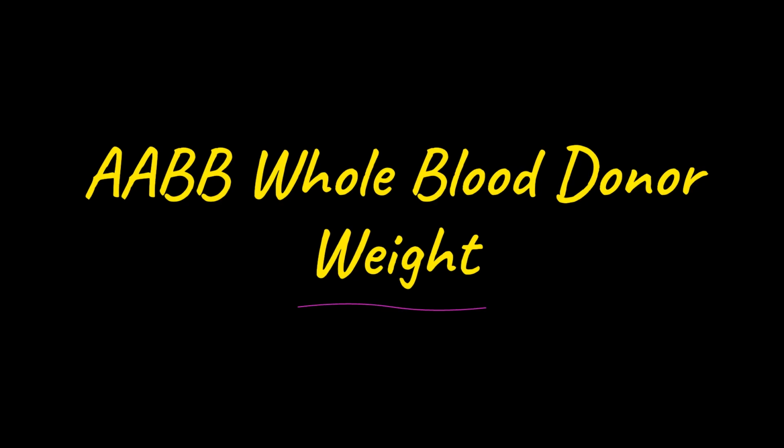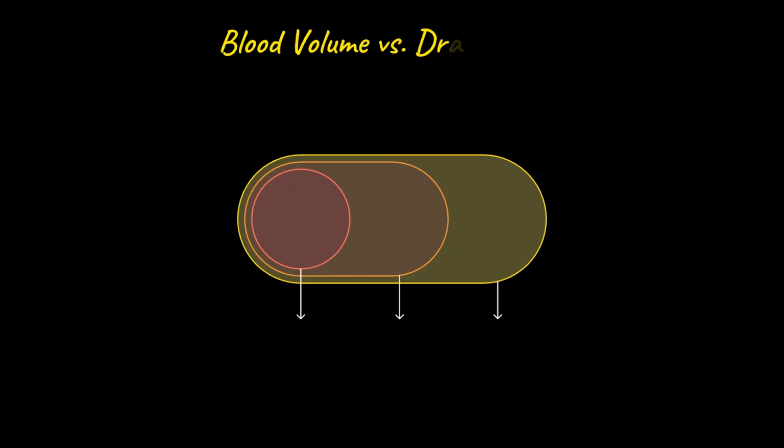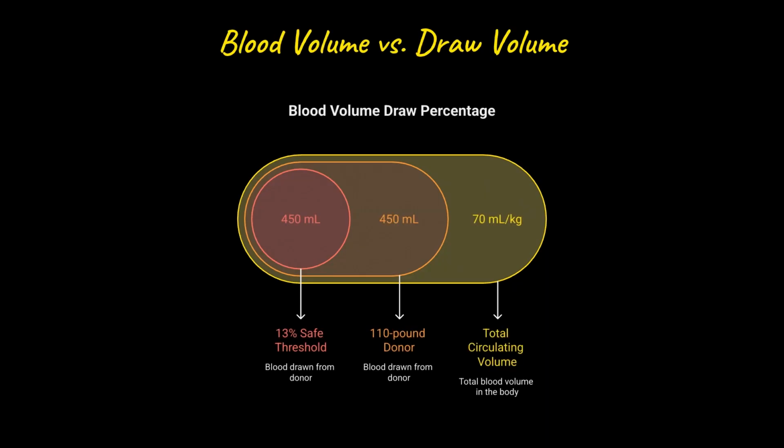This isn't an arbitrary cutoff. It's grounded in the physiology of how much blood a donor can safely give. A donor's circulating volume is roughly 70 milliliters per kilogram of body weight. At 110 pounds, a 450 milliliter draw removes about 13% of total blood volume, within a safe range.